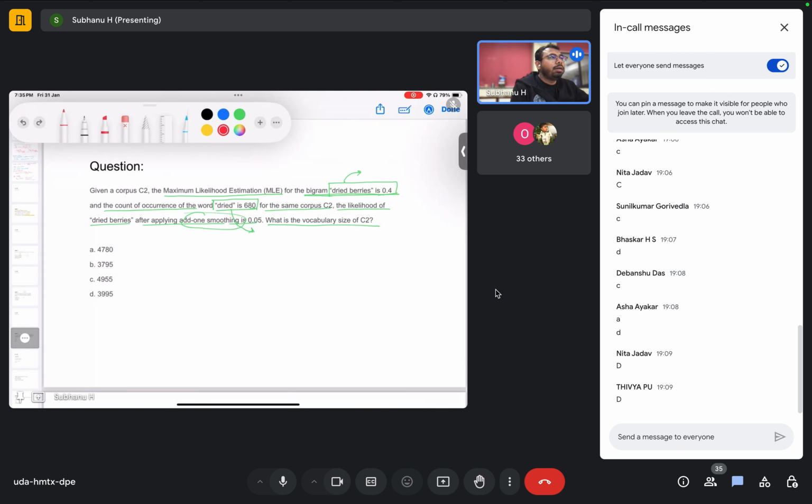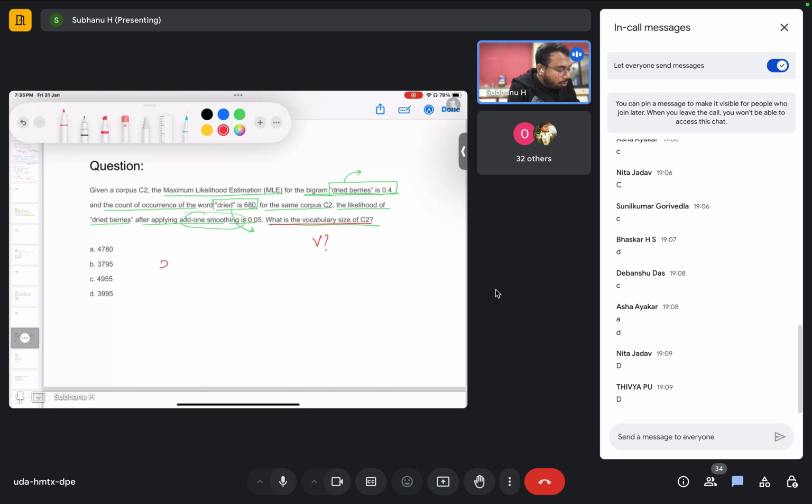Dried berries was calculated this many times. So this is what we are trying to solve. Basically, what I have to do is find the vocabulary size of C2. How can we find this? We have to find V. What is the vocabulary size?